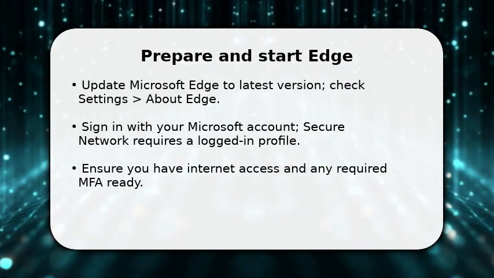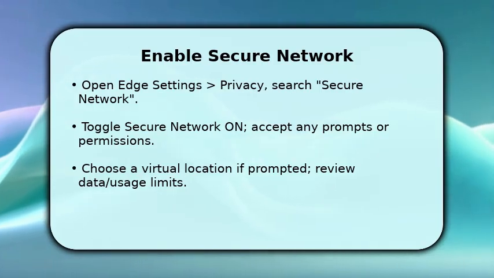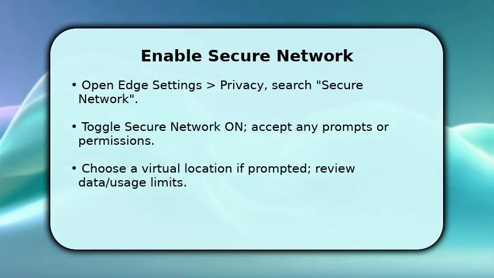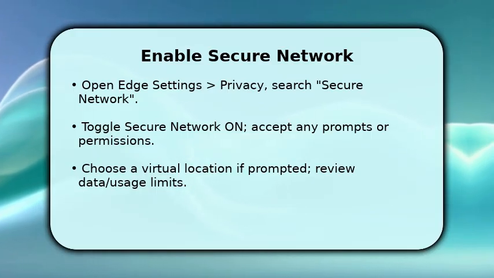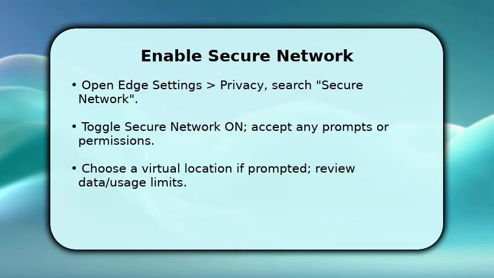You'll navigate Settings, then Privacy, and find Secure Network. Use the search box to jump there faster. Turn the toggle on and accept Microsoft's permissions. This allows Edge to route web traffic through the service for privacy and IP masking.